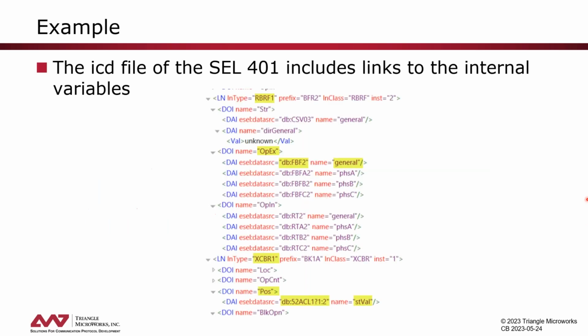So basically, the ICD that we are using, the ICD file of the cell F401 device, we have seen before already. We have, as an example, our breaker failure logical node, the signal OpX with the attribute general, but what this ICD file contains as well is a reference to the internal variable. So for all of the data that this device supports, we have references to the internal variables. So when we extract the data points that we need to send to the gateway, we can also extract the internal variable that this corresponds to.